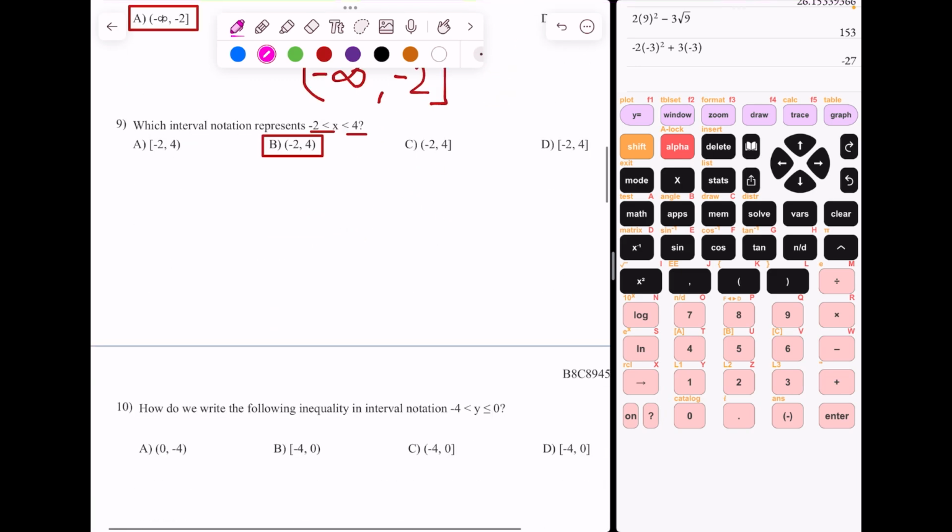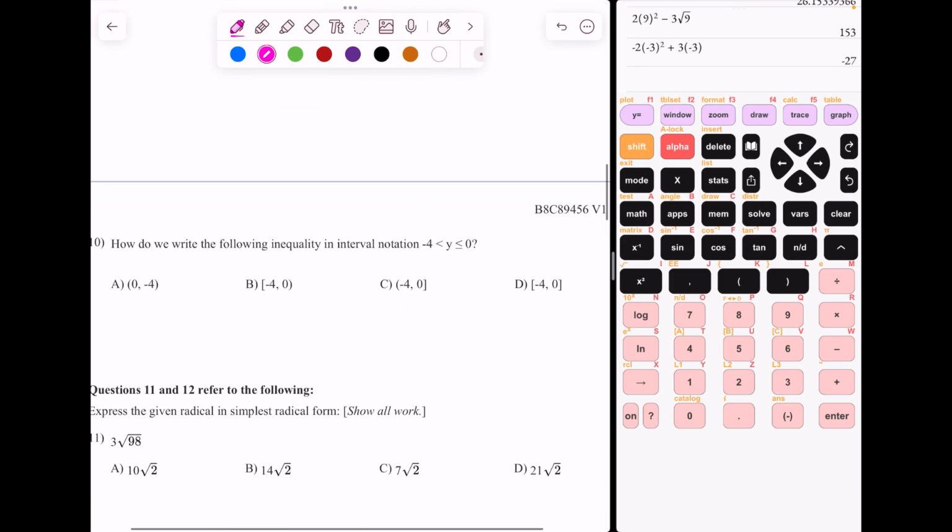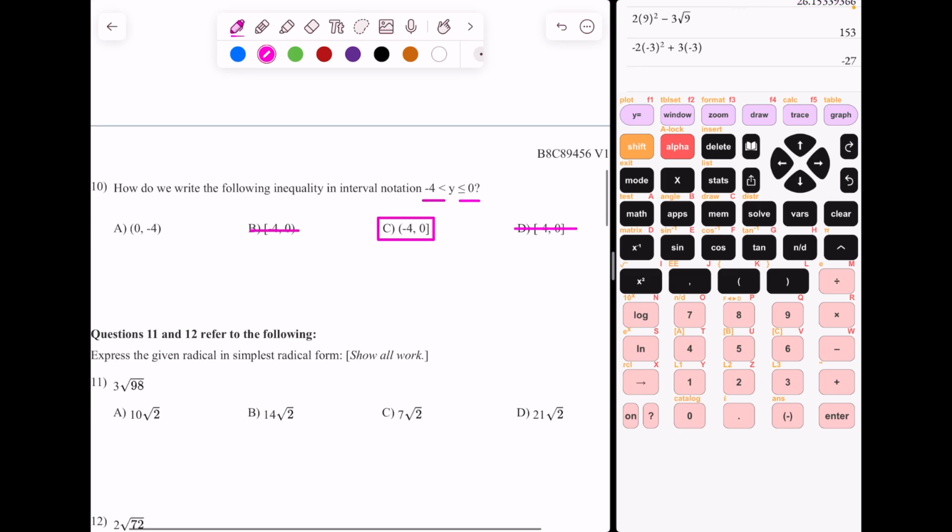All right, let's look at number 10. How do we write the following inequality? So we're not equal to negative 4, which means parentheses at negative 4. And then we are equal to 0, which is answer choice C. When you're not equal to, it's a parenthesis. When you are equal to, it's a square bracket.